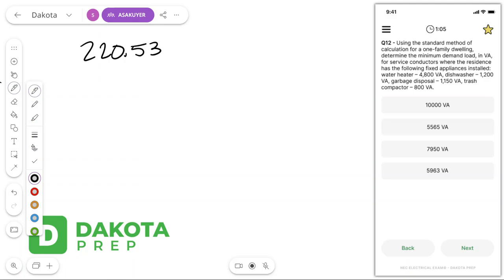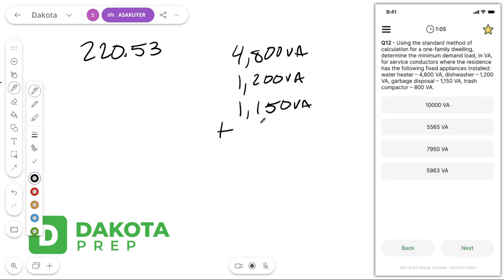So we can literally just add these all up, right? It says if you've got 4 or more, they're fastened in place, and they're not one of those 5 types of loads, then you can apply a 75% demand factor. So all we have to do is add these all up. We've got 4,800 volt amps plus 1,200 volt amps plus 1,150 volt amps for the garbage disposal. Then we've got the trash compactor, rounding it up, 800 volt amps.